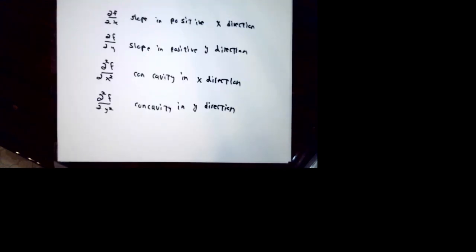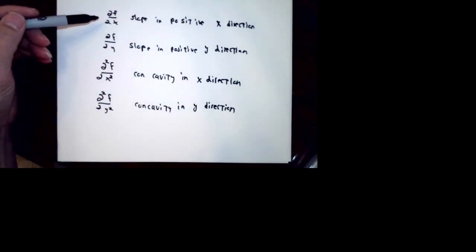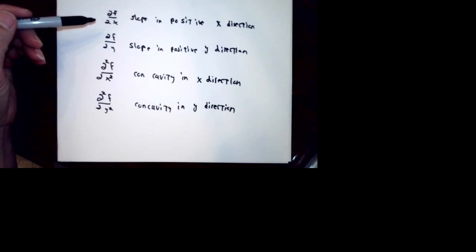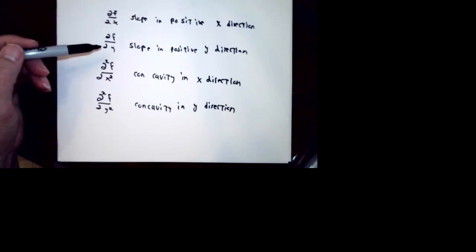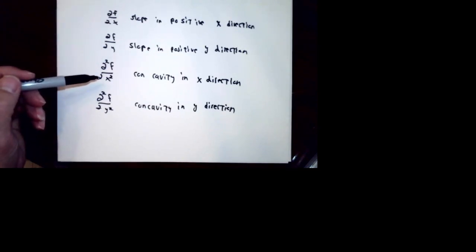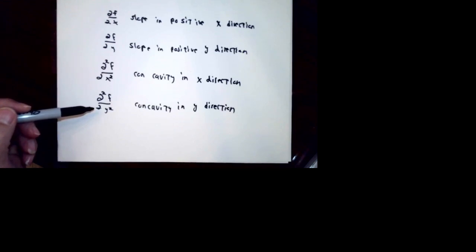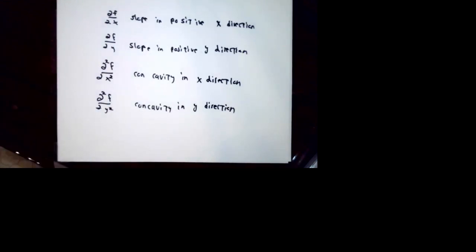So we can interpret these things that we're calculating in the following way. Partial of f with respect to x is the slope of the surface in the x direction. Partial of f with respect to y is the slope in the positive y direction. The second derivative of f with respect to x both times is the concavity in the x direction. This is the concavity in the y direction. But there are also those other two second derivatives. At the moment, we have no idea what they represent.